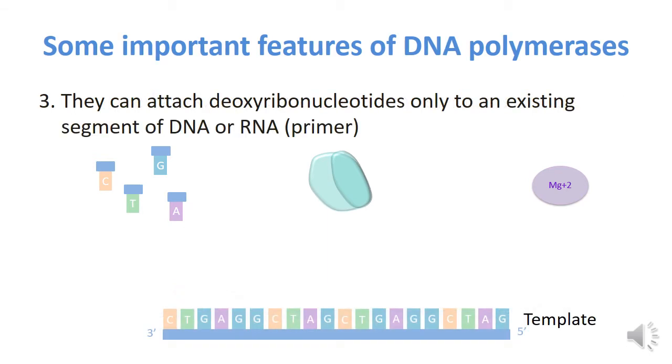Unfortunately, it's very difficult to satisfy these DNA polymerases. They will not be happy with the template as a companion. They will ask for another companion, and it is a short segment of DNA or RNA which is called a primer. When the primer is there, DNA polymerases can start attaching deoxyribonucleotides to its 3' end.